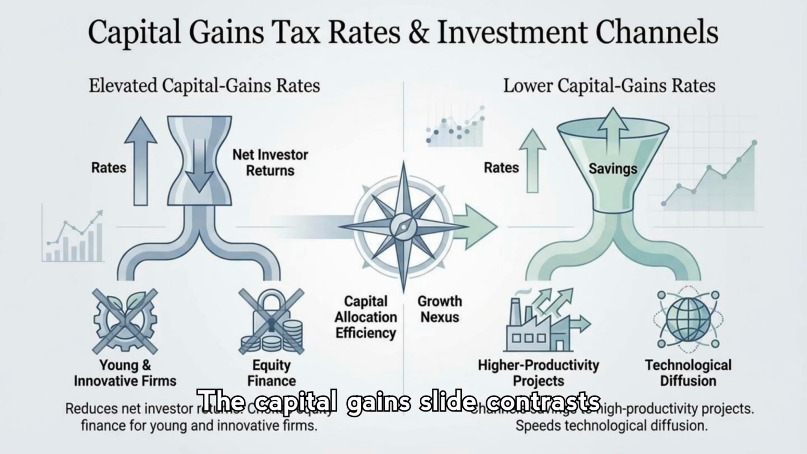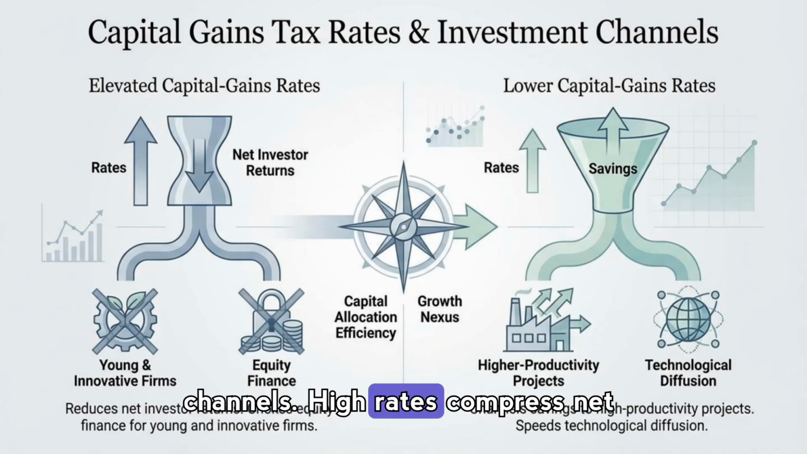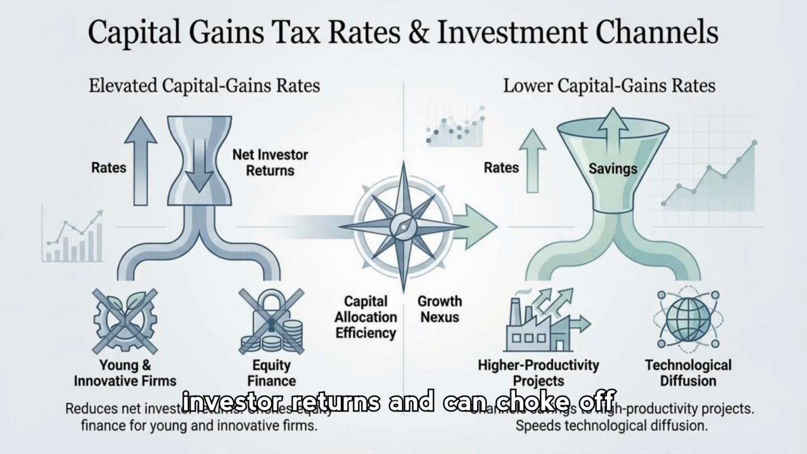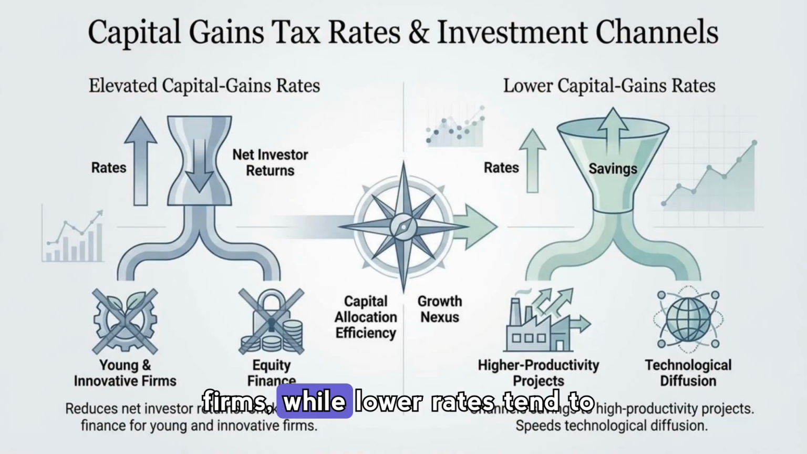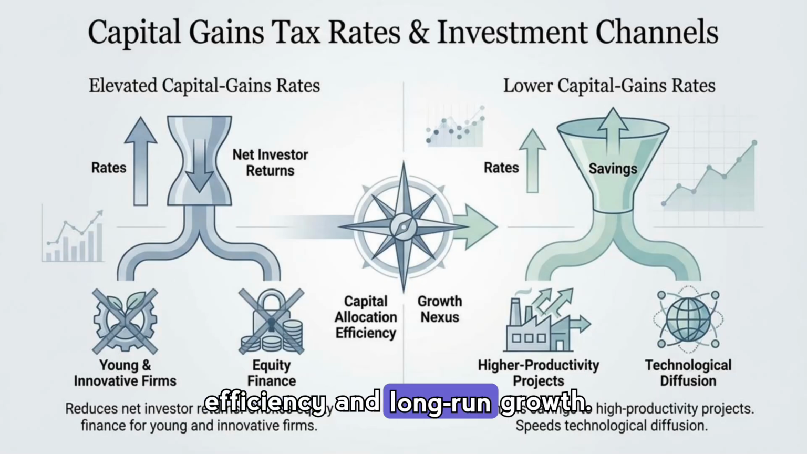The capital gains slide contrasts elevated and lower tax rates and their implications for investment channels. High rates compress net investor returns and can choke off equity finance for young, innovative firms, while lower rates tend to channel savings into higher productivity projects and speed technological diffusion, improving capital allocation, efficiency, and long-run growth.